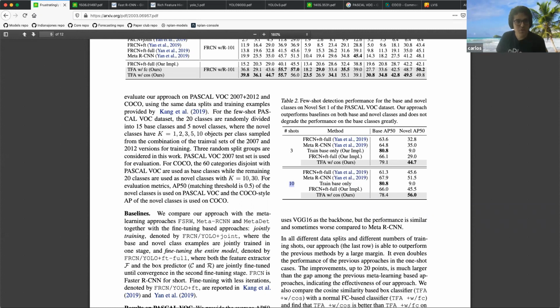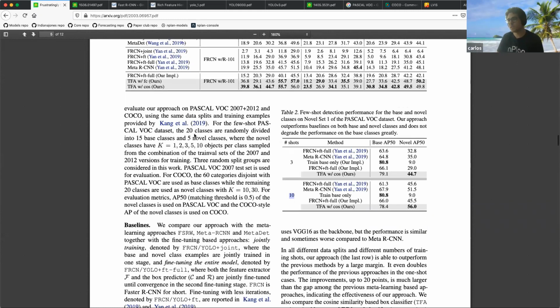Okay, so could you explain again how the cosine similarity is used in the prediction process? Yes, of course.